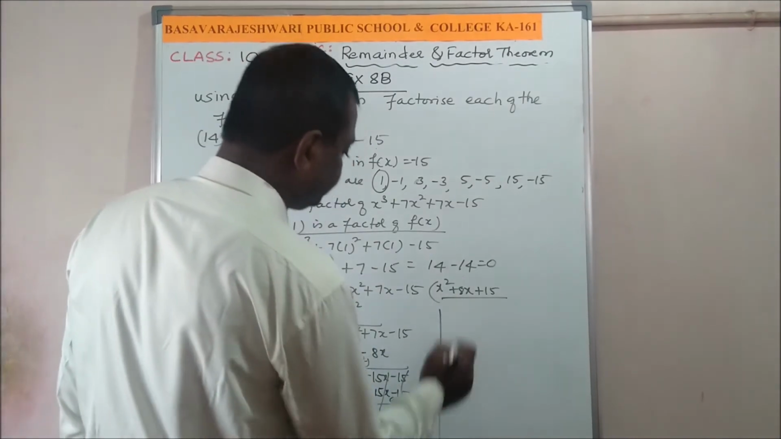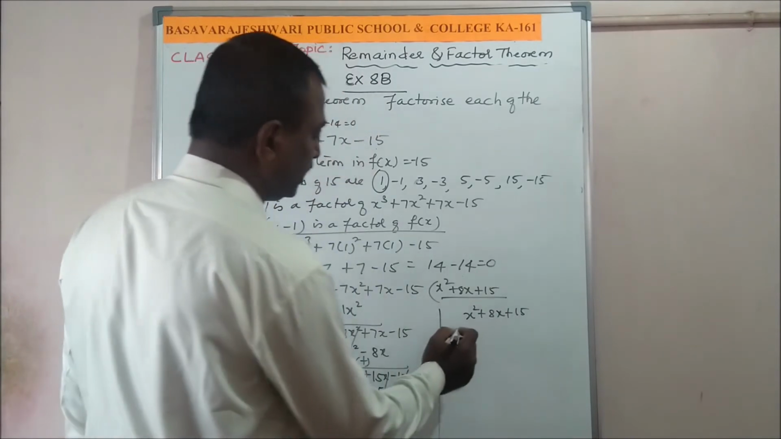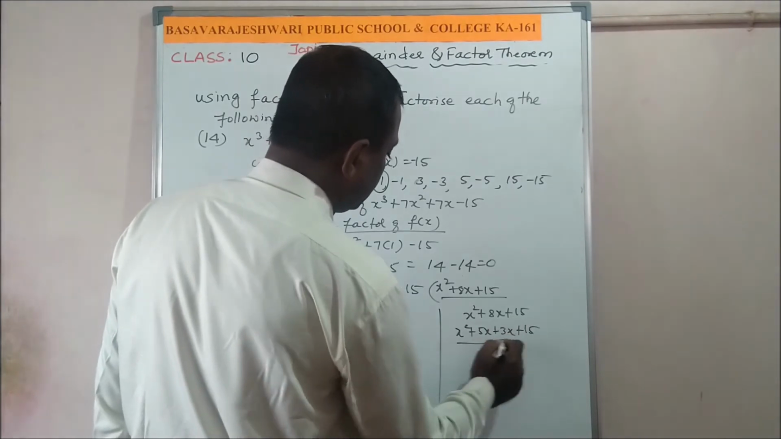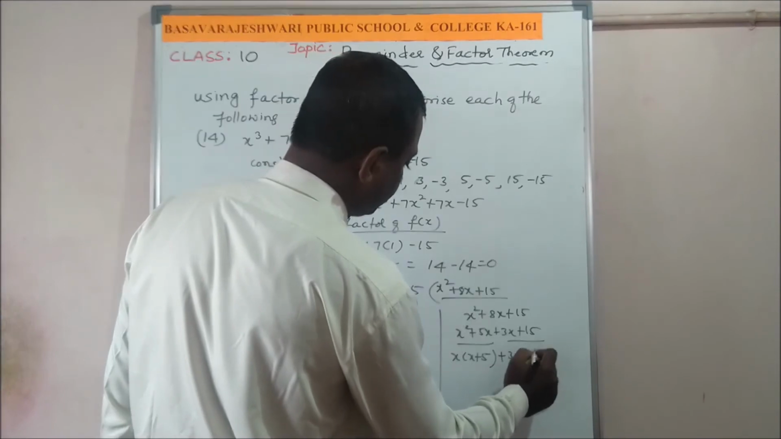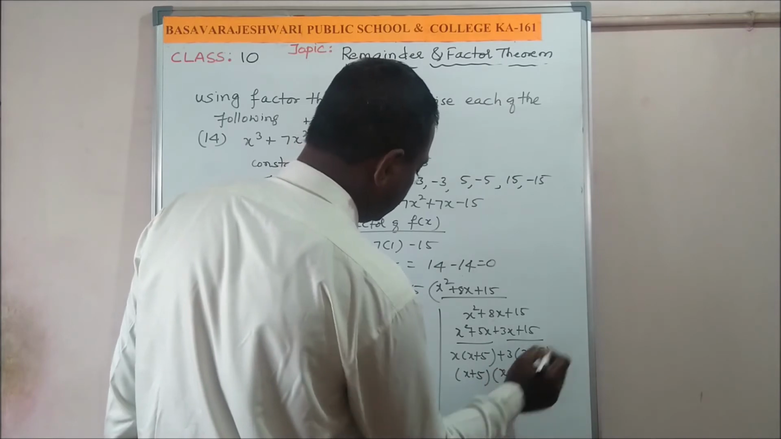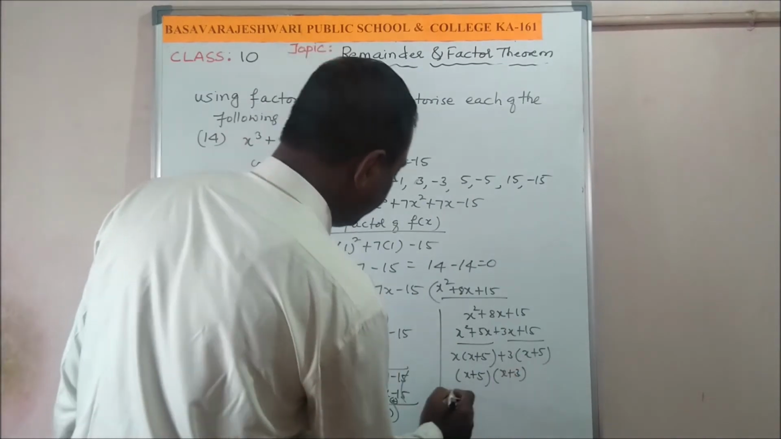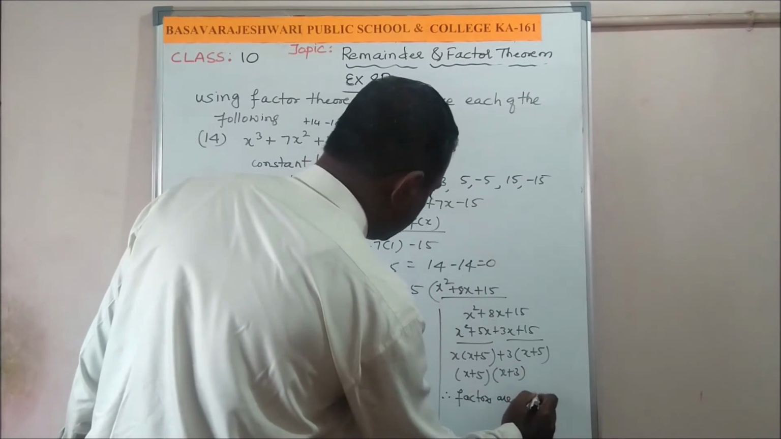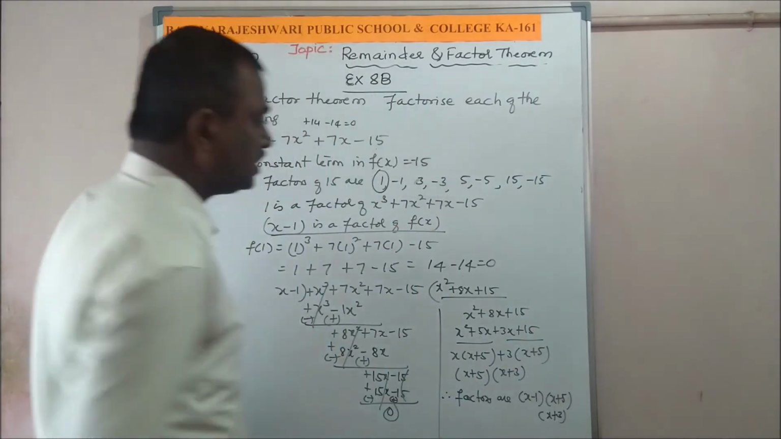Factorize it. X square plus 8x plus 15. 5 threes are 15. X square plus 5x plus 3x plus 15. What is common? X common, x plus 5 here, plus 3 common, x plus 5. X plus 5 is one factor, x plus 3 is another factor. So we got x minus 1, x plus 5, x plus 3. Therefore factors are x minus 1, x plus 5, x plus 3. So these are the factors.